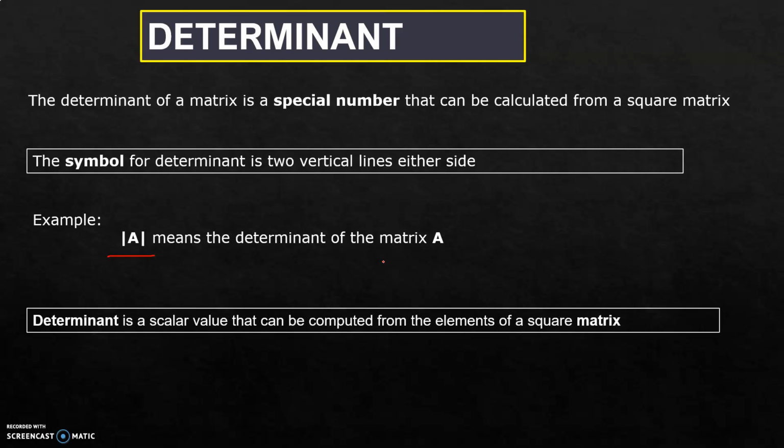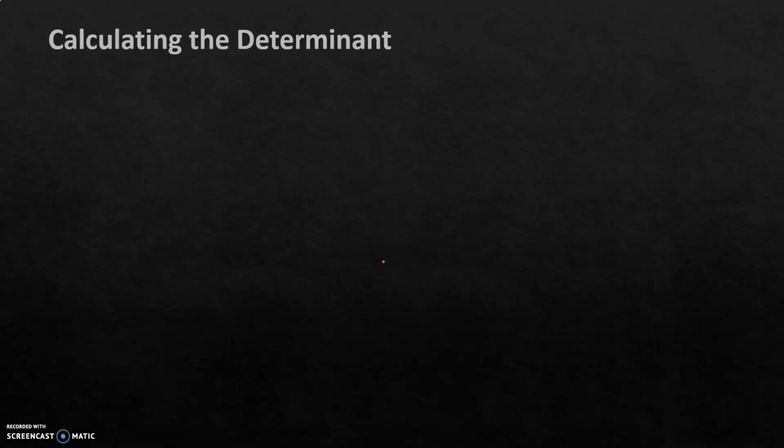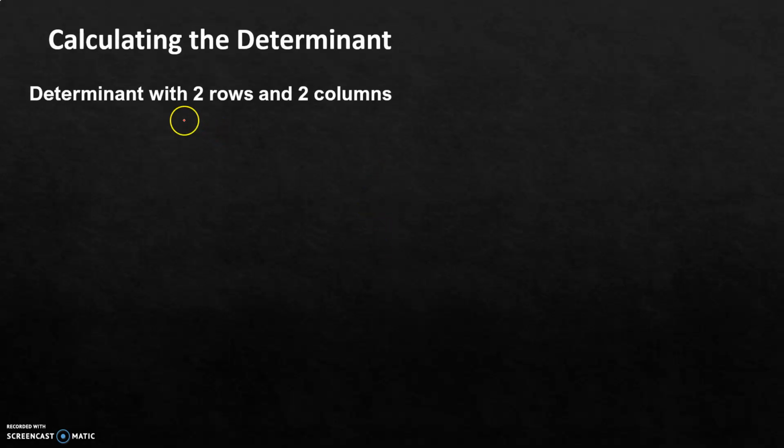This is a scalar value. A scalar value means a number, a value that can be computed from the elements of a square matrix. Okay, let us check how to calculate the determinant value of a given matrix. Calculating the determinant. First we calculate the determinant value of a matrix having two rows and two columns, the order of 2.